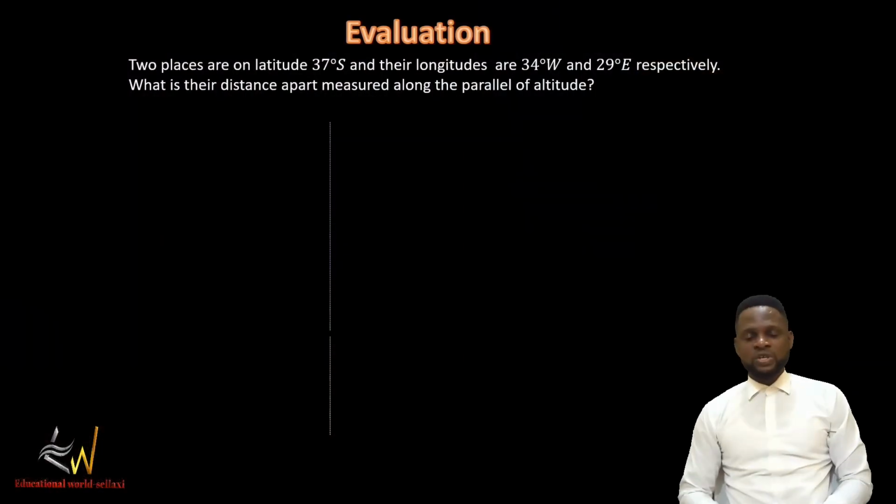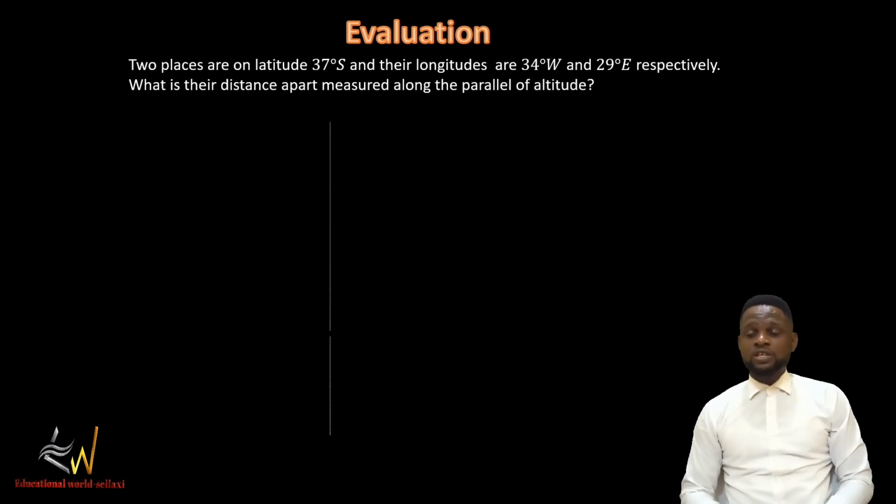So I have an evaluation question for you, and I want you to pause this video and try to tackle this problem. I also have my solution for you. The problem is this: two places are on latitude 37 degrees south, and their longitudes are 34 degrees west and 29 degrees east respectively. What is their distance apart measured along the parallel of latitude?